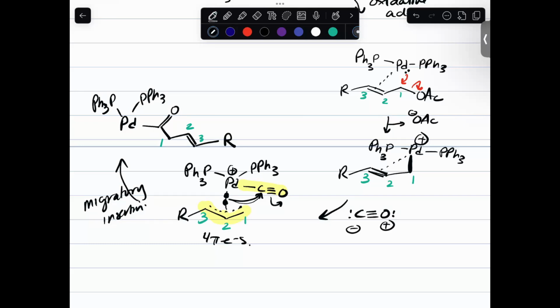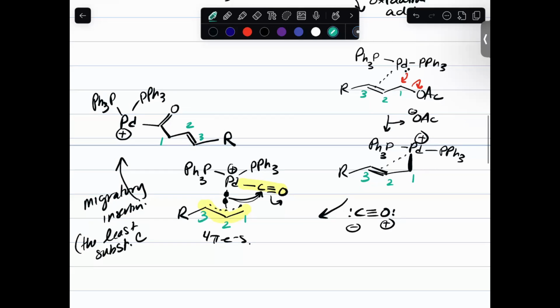Okay. Palladium still has our positive charge. Again, please notice how this migratory insertion, the least substituted carbon, carbon 1, inserts into the carbonyl or the carbon monoxide. Okay.